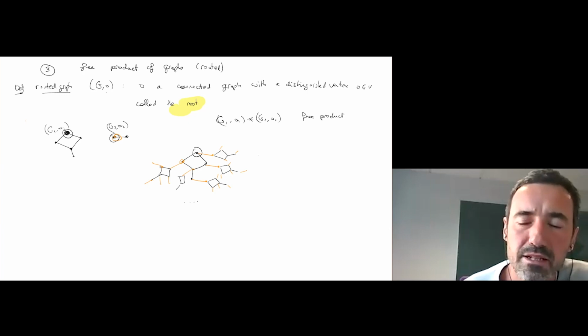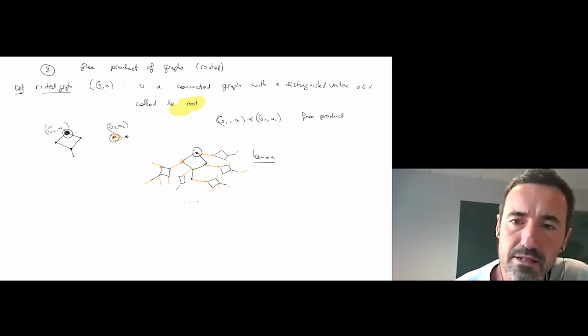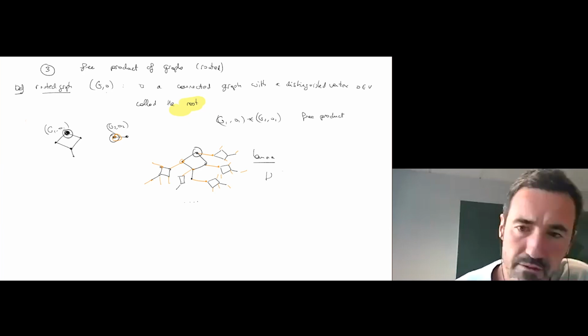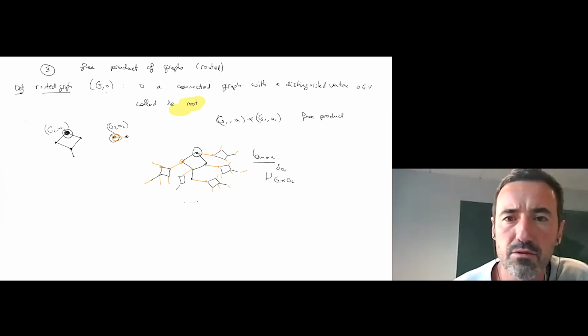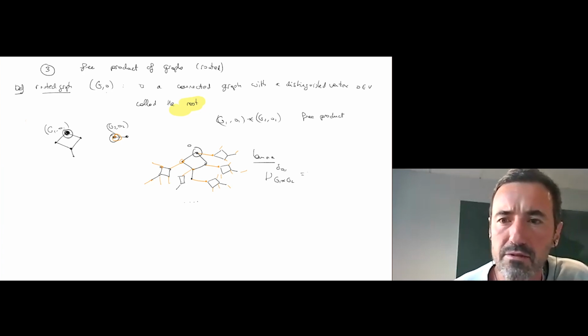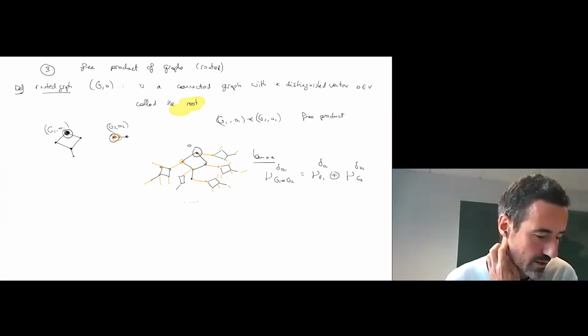And what you obtain is that you have a lemma. There is an algebraic operation on measures, which is called the free convolution. And the consequence of that is, if you want to compute the spectral measure at the root of this new graph, it is a free convolution of the spectral measure of G1 convoluted with G2. If you don't know what a free convolution is, that's fine.